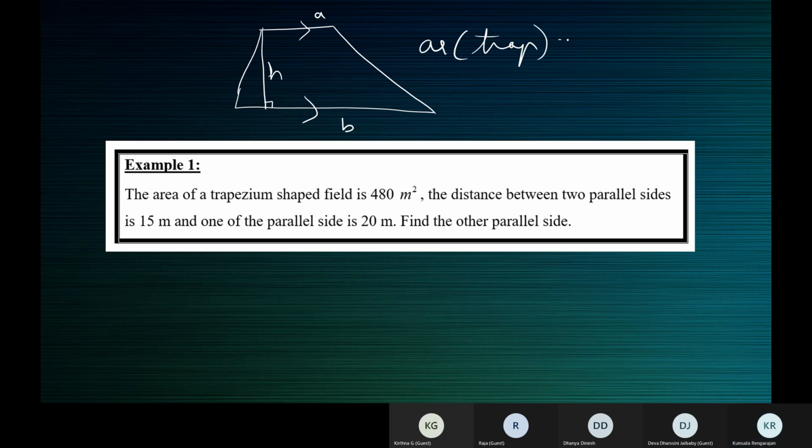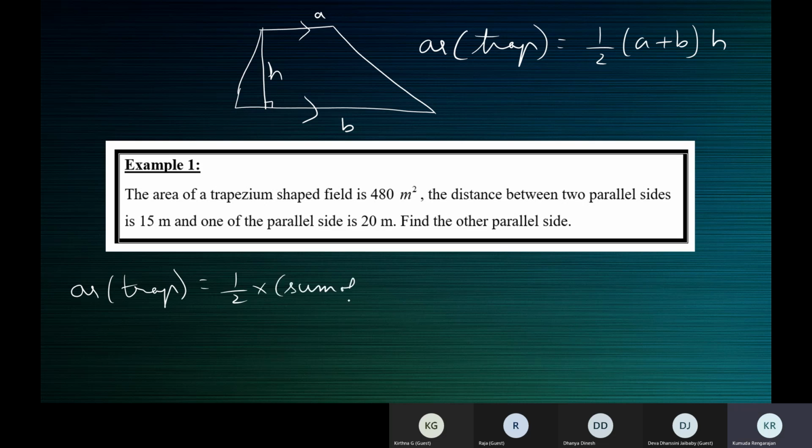Area of a trapezium is equal to half sum of parallel sides into the distance between them. I'll write it here in words. Area of a trapezium in words is equal to half into sum of parallel sides into the distance between them. So symbolically, half sum of the parallel sides, A plus B, into the distance between the parallel sides, H. Please make a note of the formula.